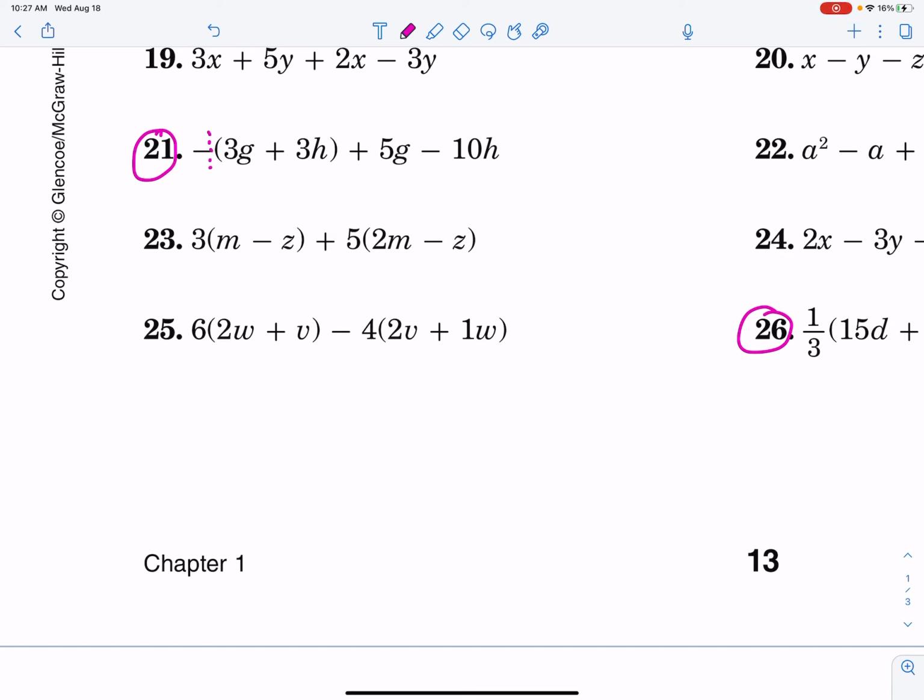Okay. So what we are going to be distributing in is that -1, or just a negative is fine to think about. Negative times 3g is a -3g. Negative times 3h is a -3h. There is no distribution on this second half because there's no groupings with something on the outside. Distribution is only when we have that value on the outside going into a group. Okay, so we've got positive 5g minus 10h.